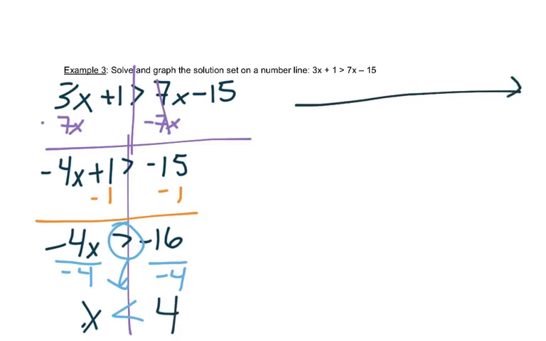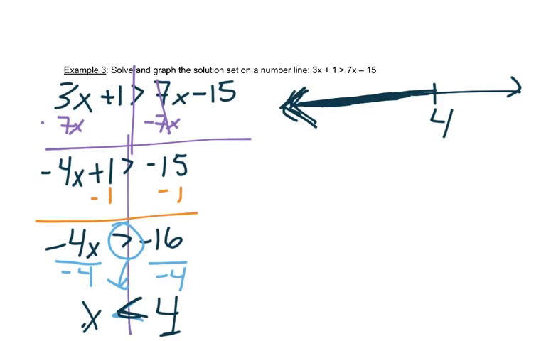So on a number line, I'd mark my 4, and then the sign opens to the 4. That means 4 is biggest. It's like that mouth eating the bigger number. So x's have to be smaller, which means it would go this direction from that 4.